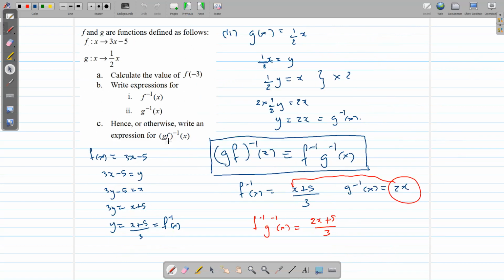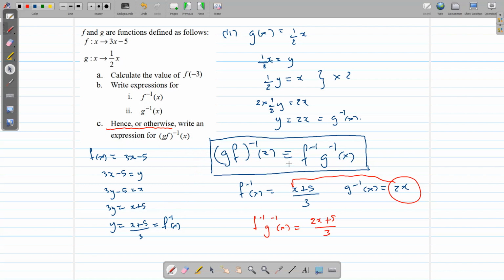So it says "hence or otherwise." When a question says hence or otherwise, it's an implication that something that you have done can be used to do something that you're about to do. Now, if you know how to do it, fine, which is the hence, you can proceed and just write it out like this.